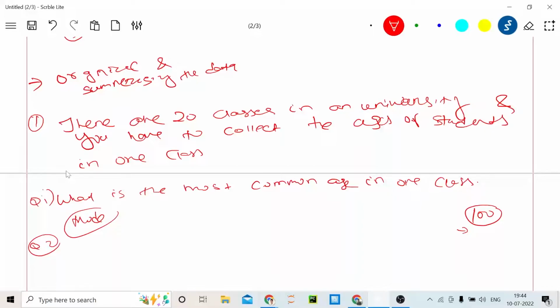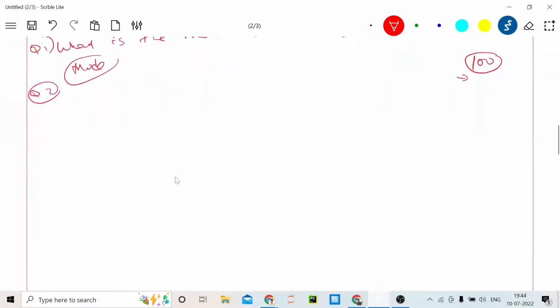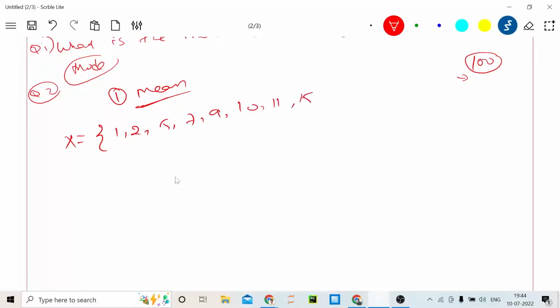Inside descriptive statistics, let me clear one more thing: what is mean, what is median and mode. The first thing is mean. Let me give you an example. Suppose there is a data set 1, 2, 5, 7, 9, 10, 11, 15, and let me add one more, 9. Then you have to calculate the mean. The definition of mean is very simple: add all the numbers and divide by how many numbers are mentioned.